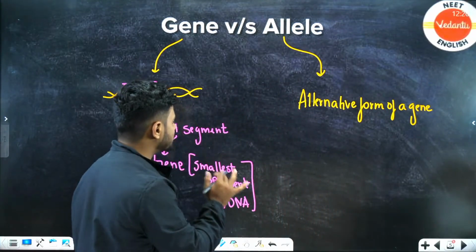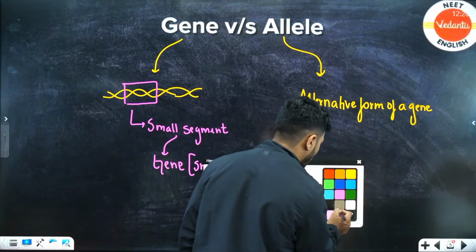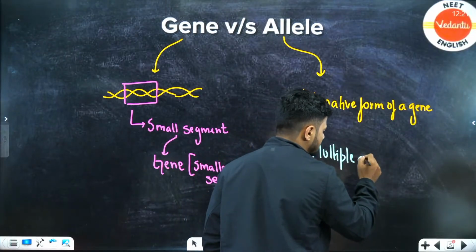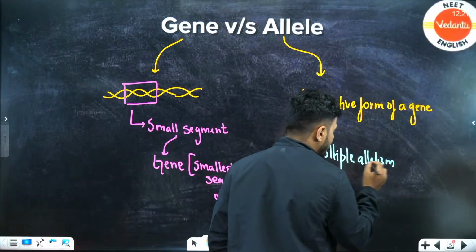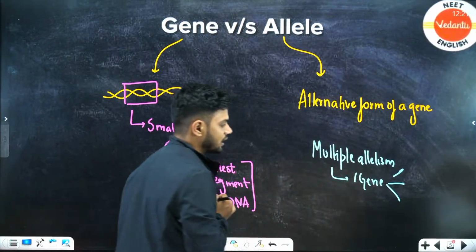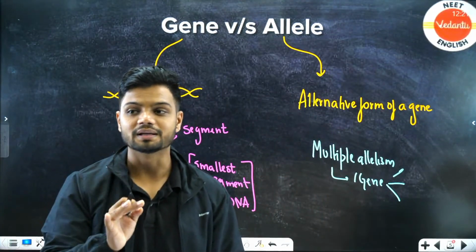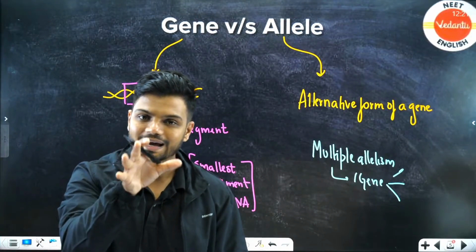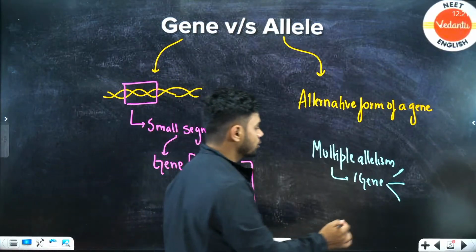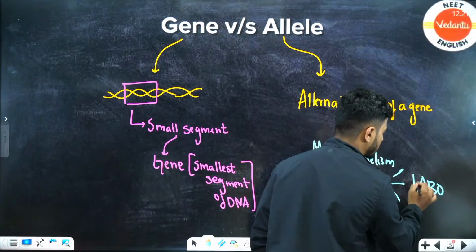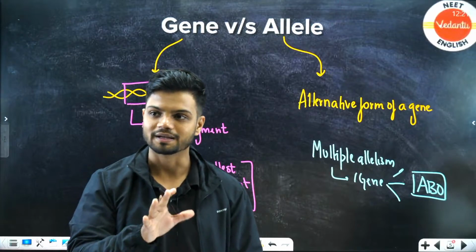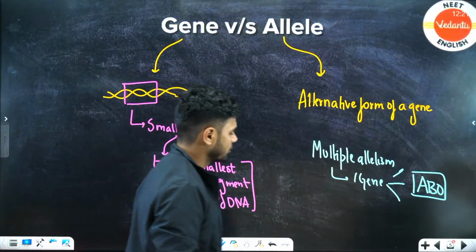Because there is a concept called multiple allelism, which we'll be talking about in today's class. Multiple allelism, in which a single gene will have multiple alleles. That is called multiple allelism, and that concept is basically the backbone of ABO blood grouping. So yes, a gene can have multiple different alleles. It is possible. Okay. Now that is an allele.